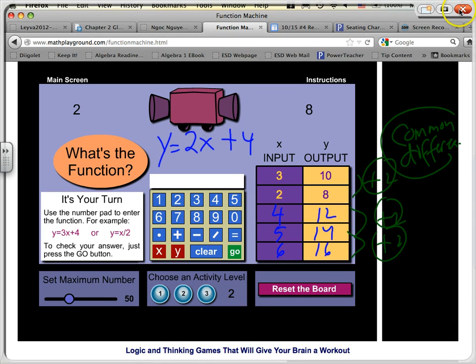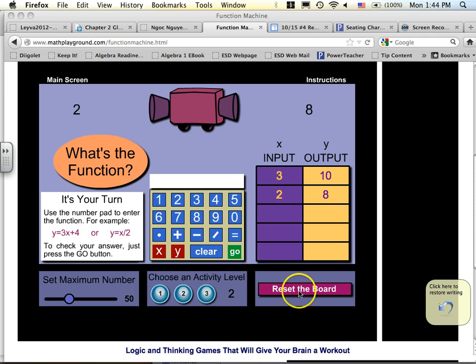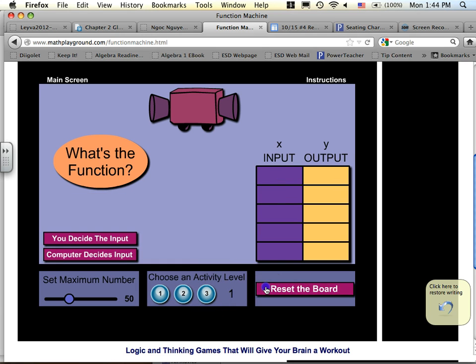Okay. Take a look at this one. Let's do level 3 and see if you can actually figure it out. Here's level 3. What do you want your input to be? 10.